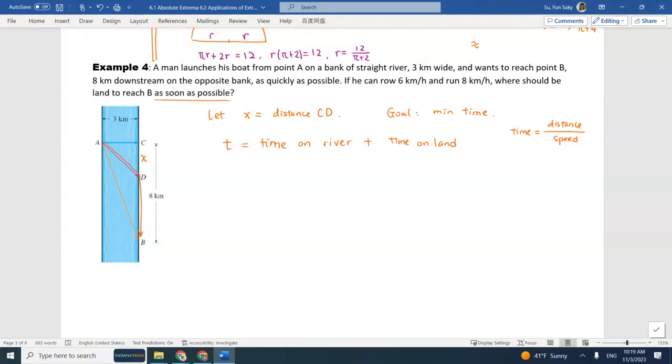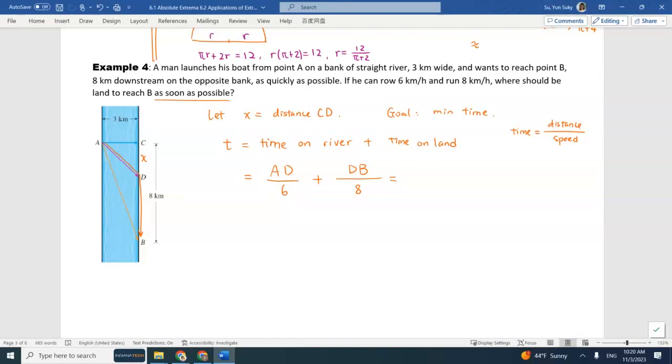Okay, time on the river. The distance on the river, do you see, is AD? And what is the speed on the river? 6 kilometers per hour. And then the distance on the land is what? DB. Yes, everybody? What's the speed on the land? 8. Okay, now we want to find AD.